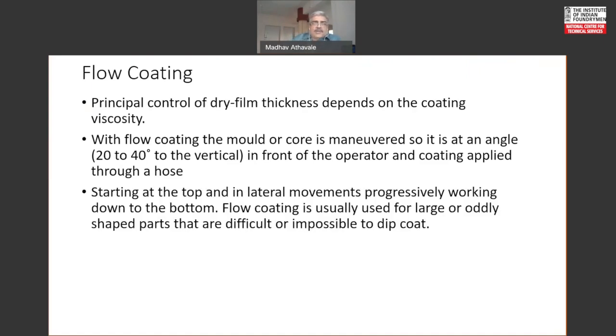Now, when you're coating, you will start at the top and then move the hand laterally, move the hose laterally, and progressively come down from top to the back.